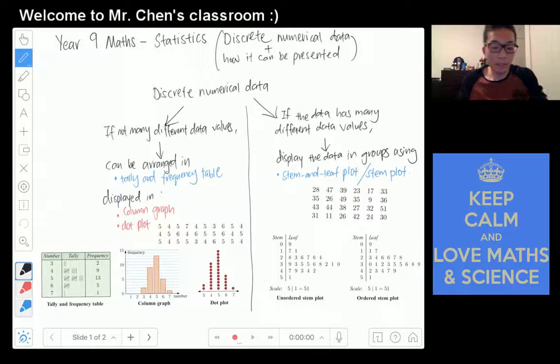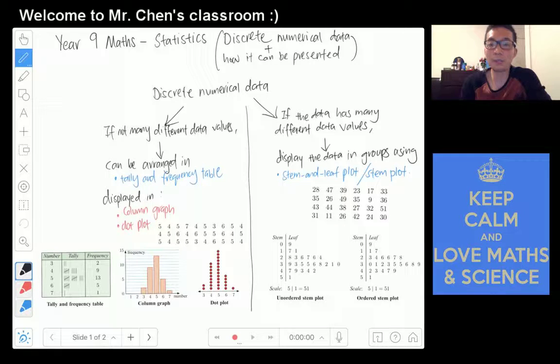So today in statistics we will continue to look at a little bit more, which is going to be discrete numerical data plus how it can be presented.